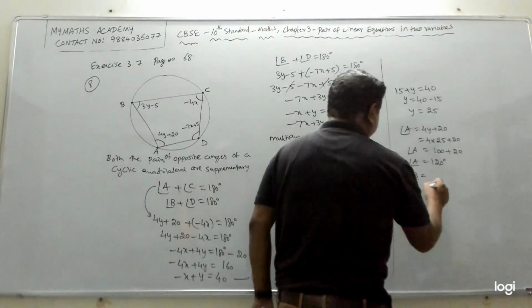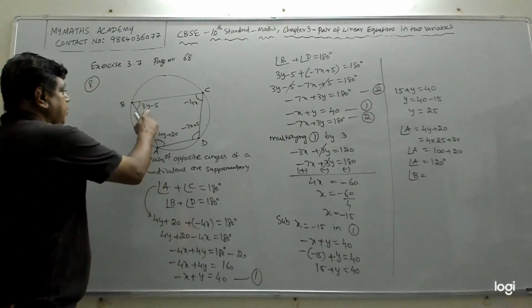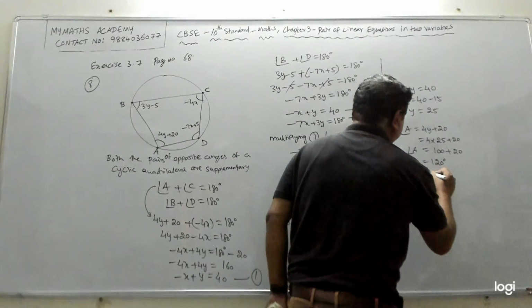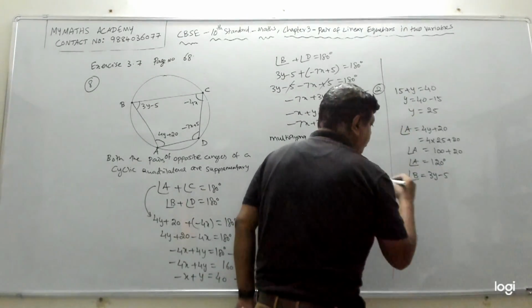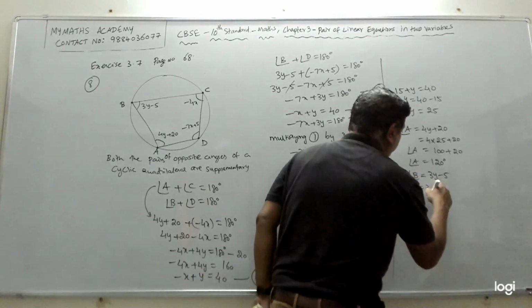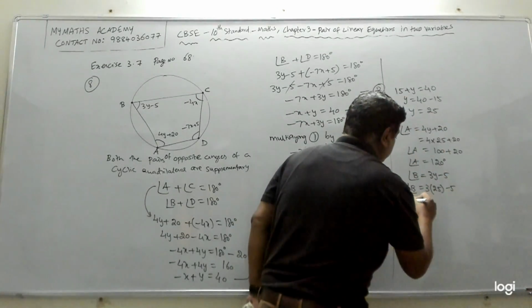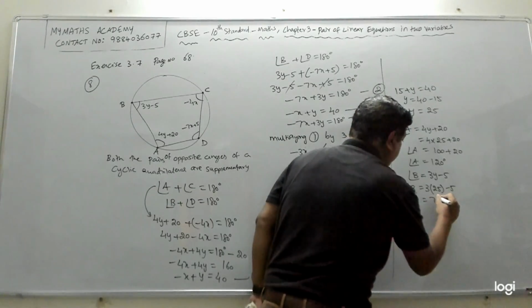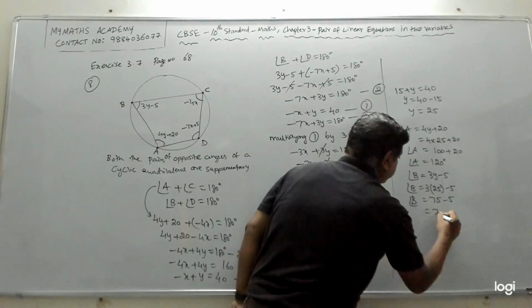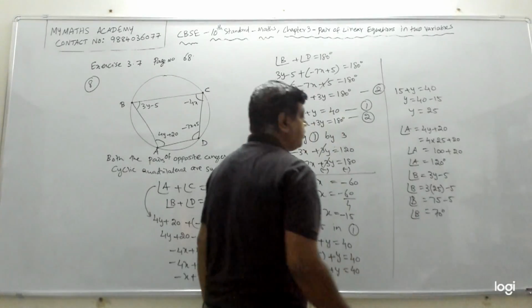Now what is my B? My angle B is what? Angle B is given as 3y minus 5. So my angle B is equal to 3 into y. Y is how much? 25. So 3 into 25 minus 5. So my angle B will become 75 minus 5, which is 70 degrees. My angle B is 70 degrees.